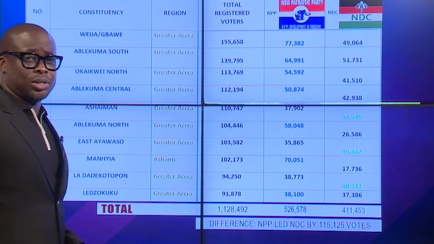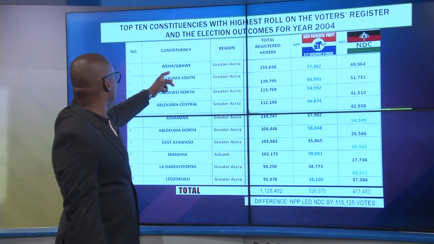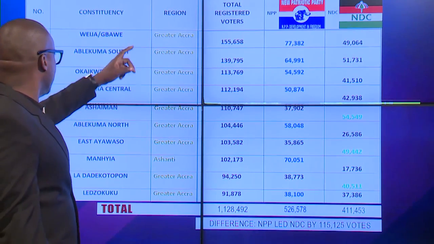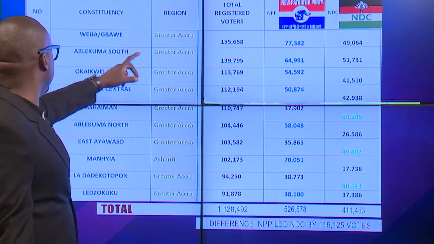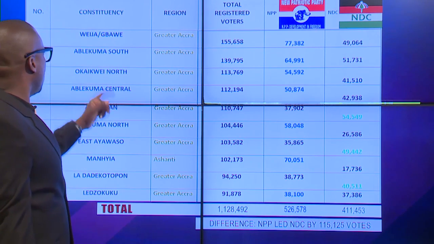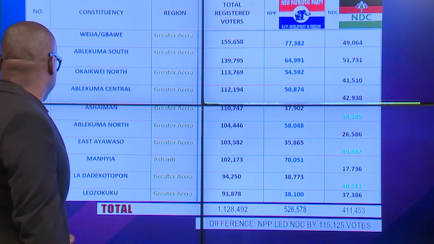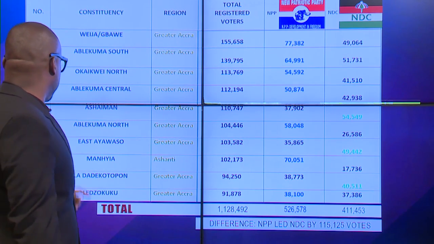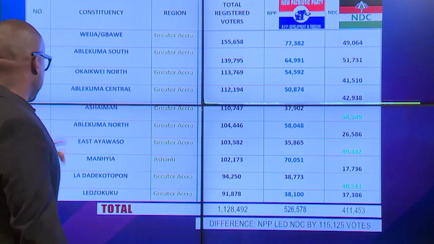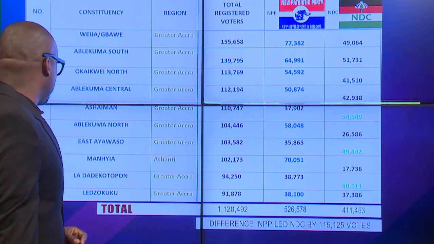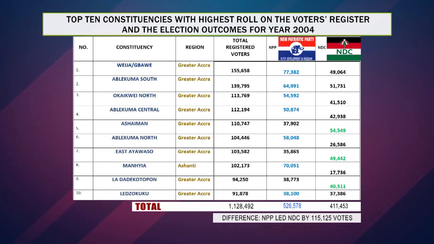So let's review our top 10 for 2004. Number one is Weija-Gbawe constituency. Number two is Ablekuma South. Weija-Gbawe is in Greater Accra region. Two is Ablekuma South, Greater Accra region. Okaikwei North, number three, Greater Accra region. Ablekuma Central, Greater Accra region. Ashaiman, Greater Accra region. Ablekuma North, Greater Accra region. East Ayawaso, Greater Accra region. Mensah, Ashanti region. Ladadeko Topon, Greater Accra region. Ledzokuku, Greater Accra region.